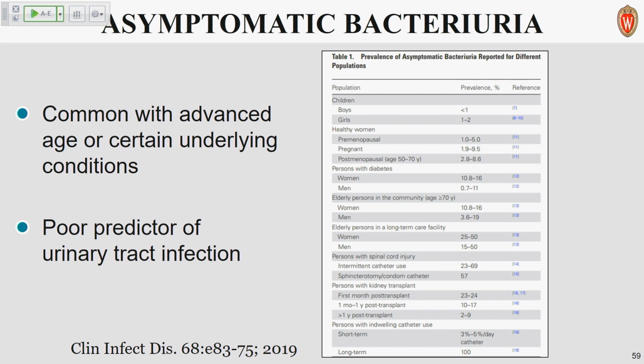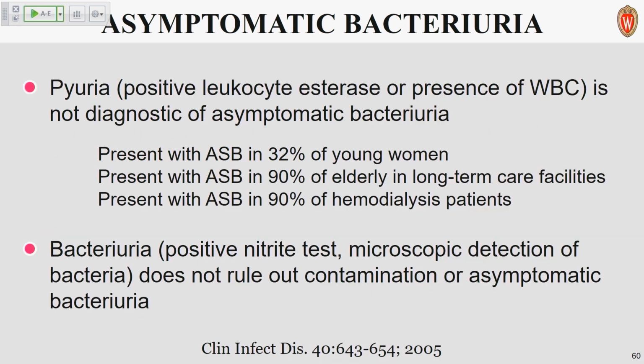So again, it's greater than 100,000 in the urine, but they're exhibiting no altered mental status, no flank pain, or any of that stuff that indicates a UTI. Next slide. So these folks may, in addition to having greater than 100,000 in their urine, also have pyuria at the same time.